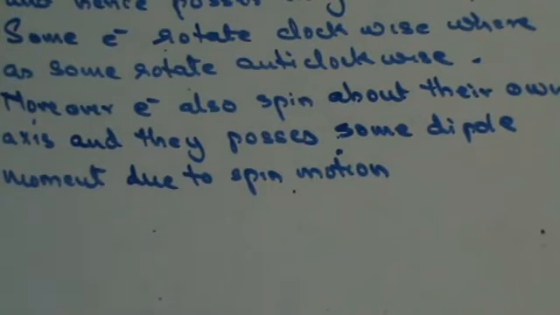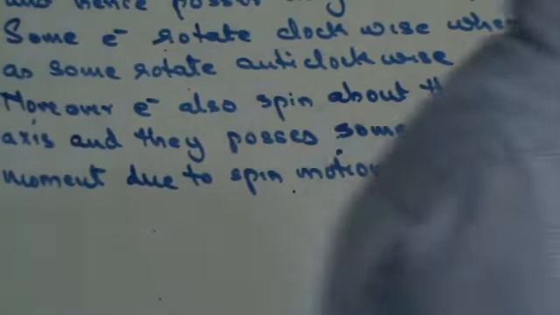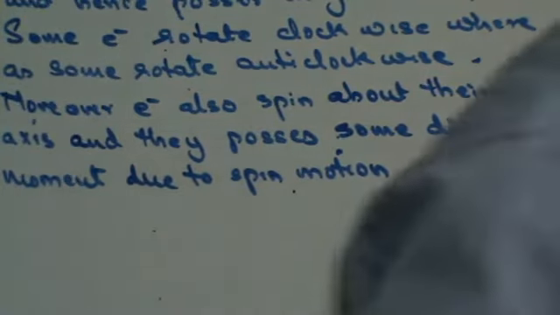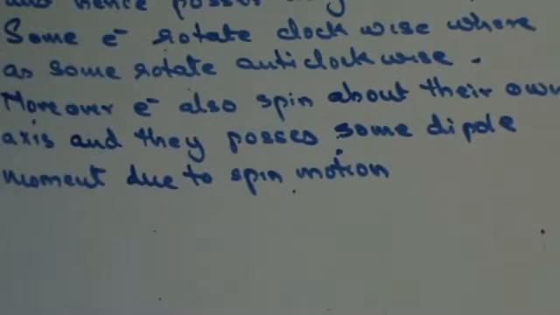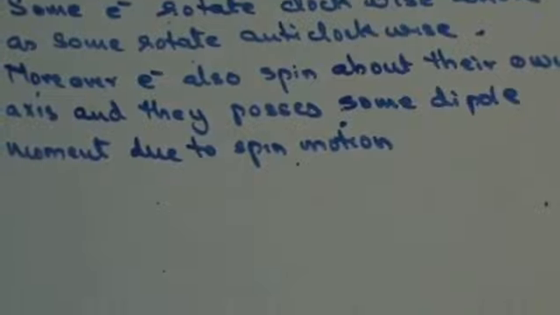Now as the electron rotates clockwise, it produces a particular current. It produces a particular magnetic field. As it rotates anti-clockwise, it produces a different magnetic field. As the electron spins in clockwise direction, it produces a magnetic field. As it spins anti-clockwise, it produces some other magnetic field, right? That means the net magnetic dipole that is going to be produced is going to be the vector sum of all these magnetic fields, right?